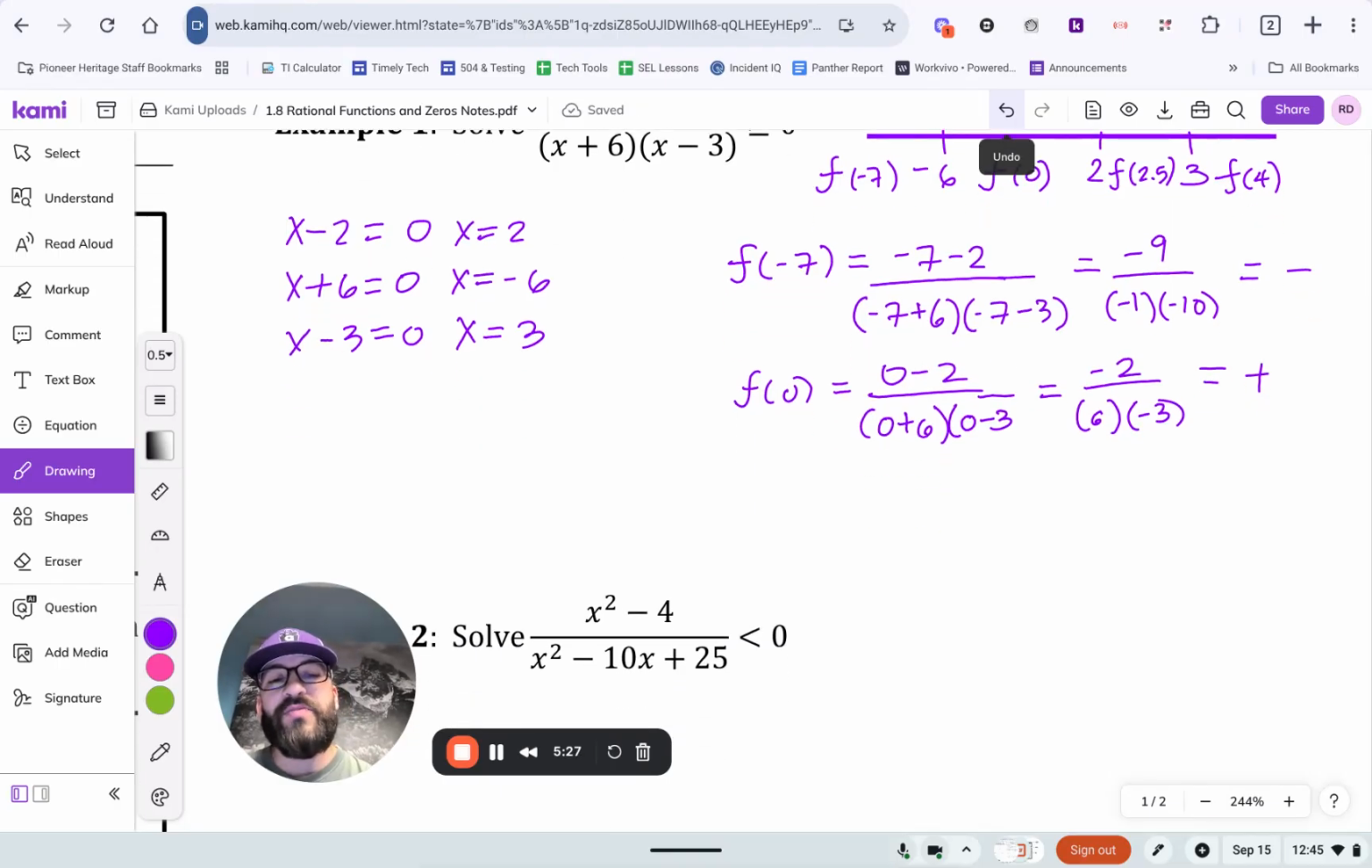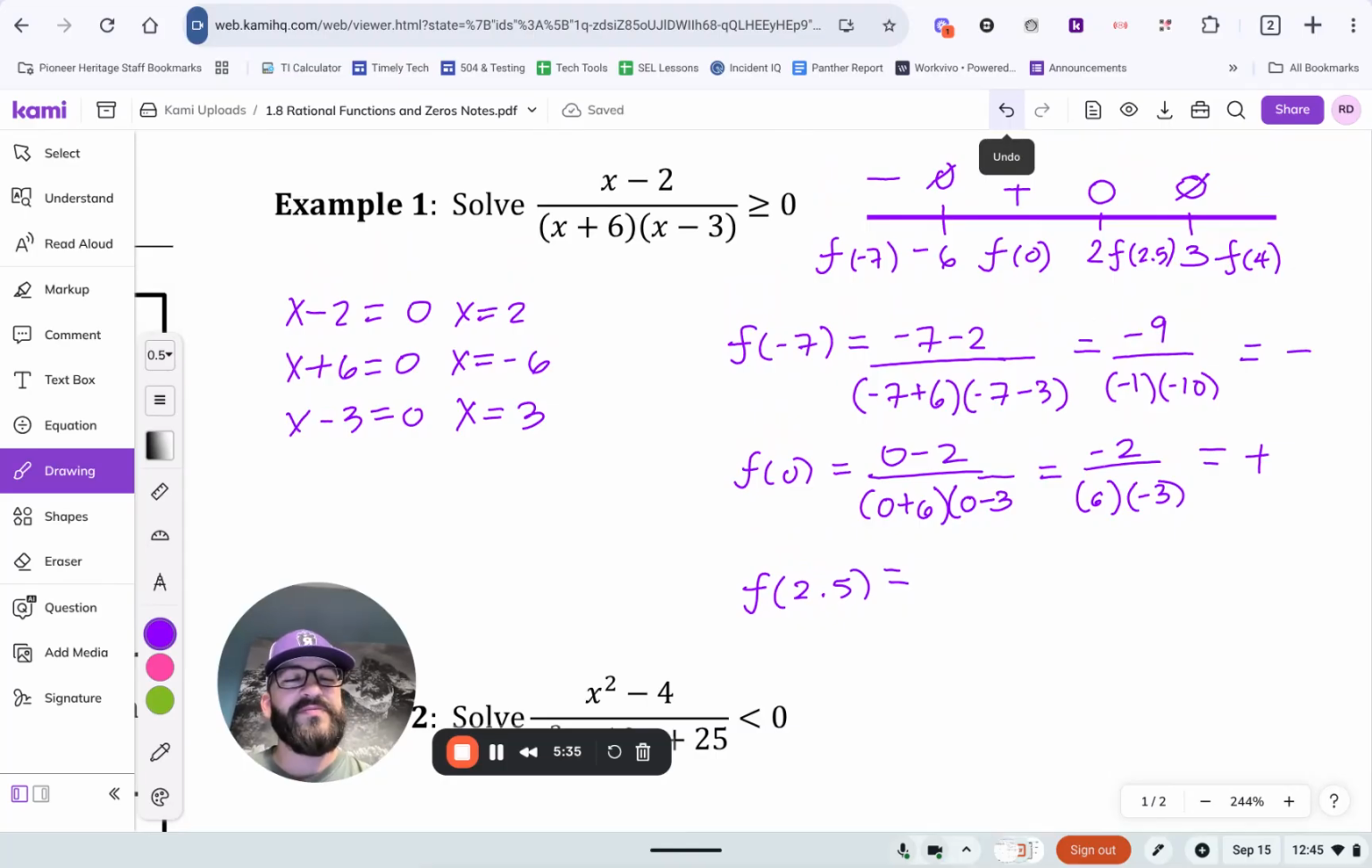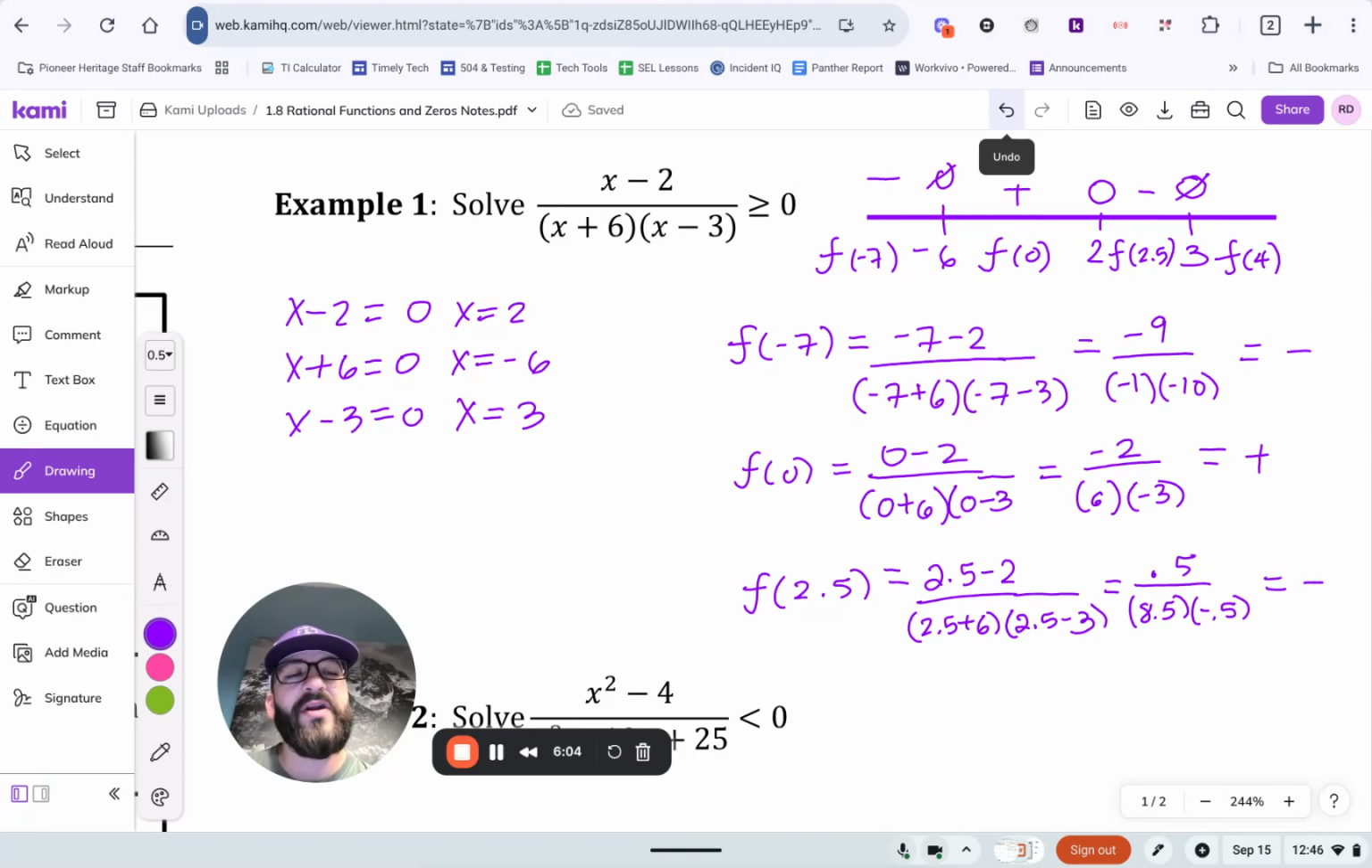Okay, plugging in 2.5, which I already see I'm going to run out of room, but it's fine. Hopefully y'all are writing smaller than me. 2.5 minus 2 over 2.5 plus 6 over 2.5 minus 3 equals 0.5 over 8.5 over negative 0.5. Positive and positive, but a negative would give us a negative for that one. So we're negative in our next interval.